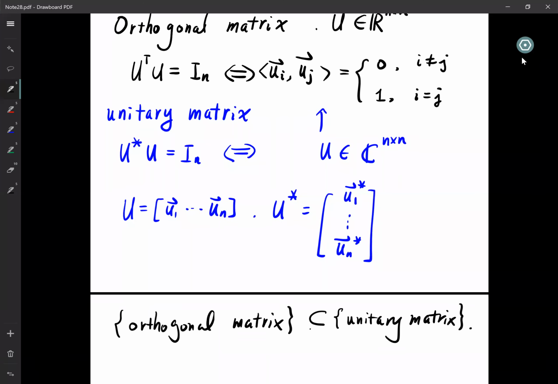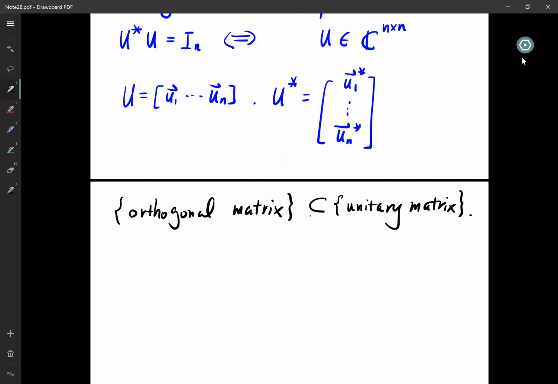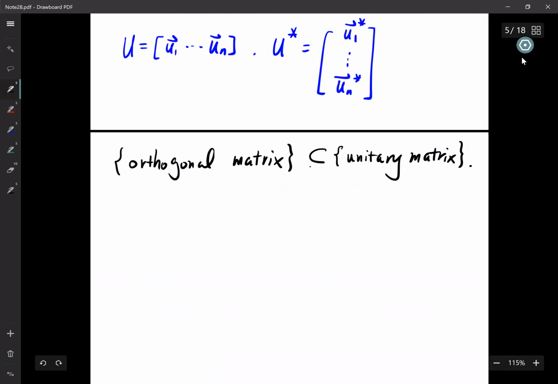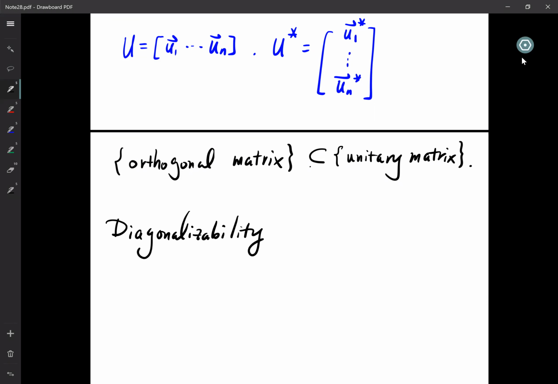So we're going to use some of these things in today's lecture. Today we really want to focus on the diagonalizability, going back to chapter 5, of certain matrices. Because we know that certain matrices are not diagonalizable, like A equal to [1, 0; 1, 1], and this is not diagonalizable.